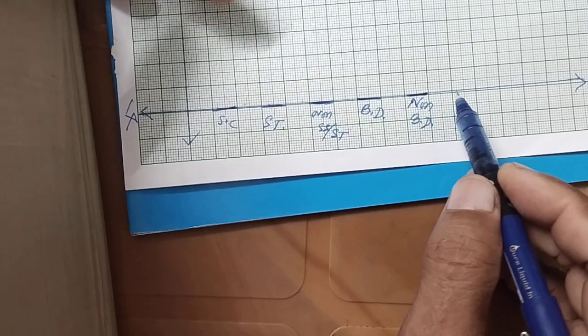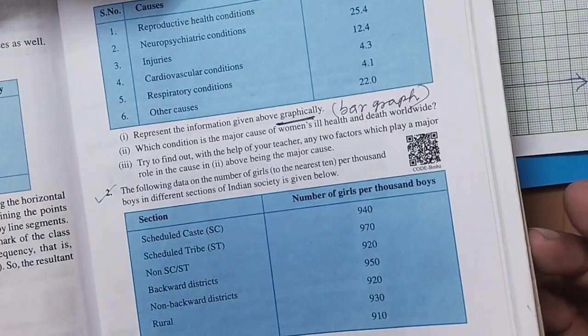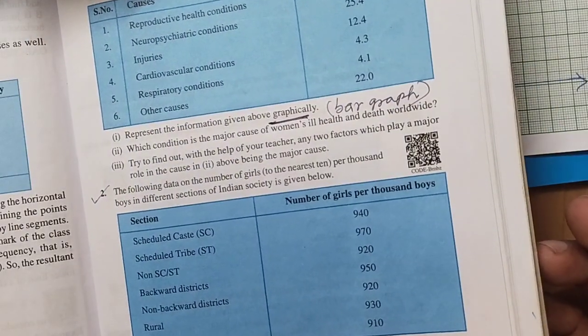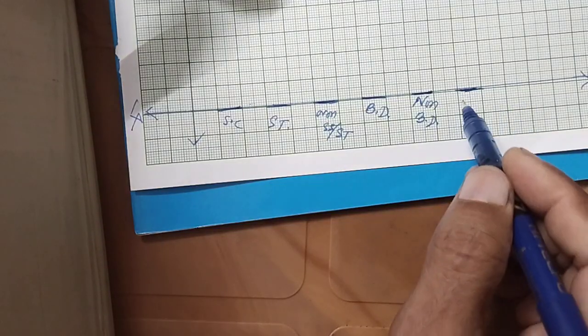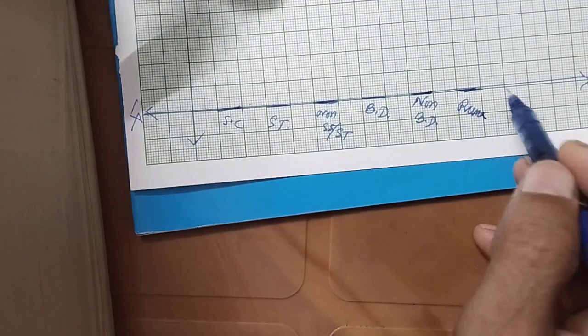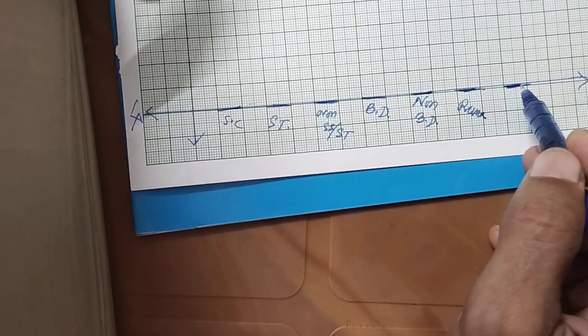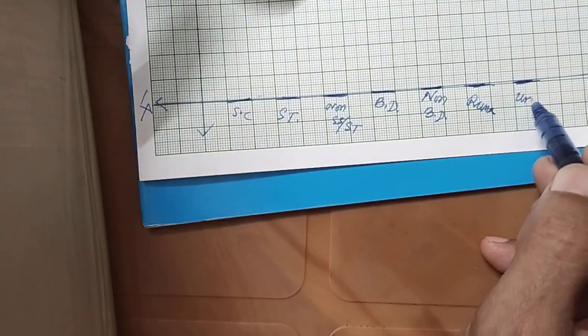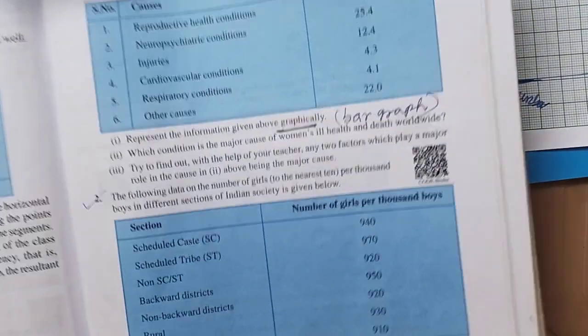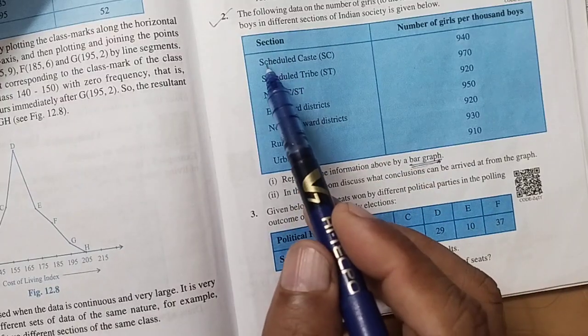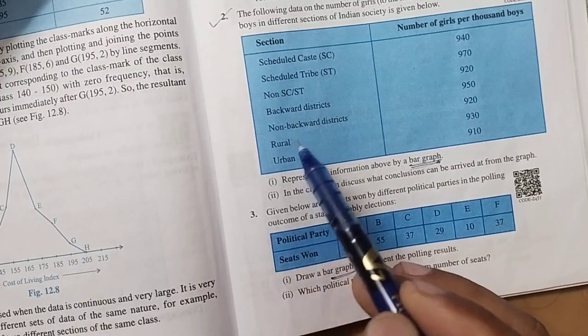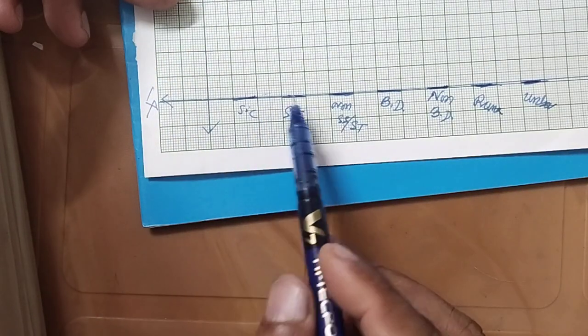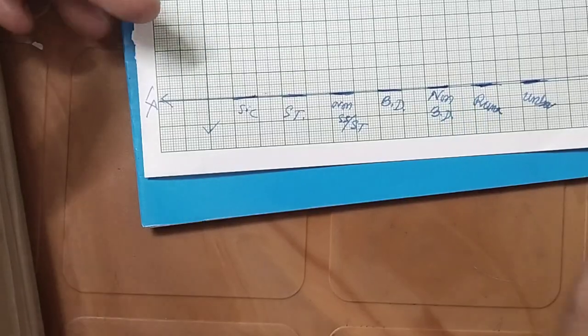The next gap is empty again, and then the next bar will represent rural, okay? Then empty, and the next gap represents urban. Something like this. So how many groups is this? 1, 2, 3, 4, 5, 6, 7. So 7 groups, yes.